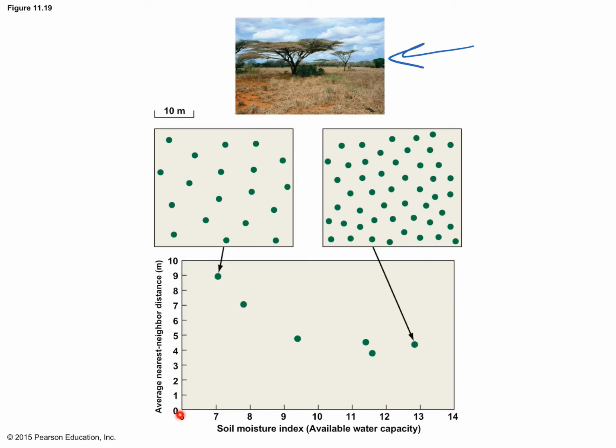And so when you look at soil moisture on the x-axis, or soil moisture index, a measure of how available water is, and here you have the average nearest neighbor distance in meters, you can see that as soil moisture increases, the nearest neighbor distance decreases up to a point. Right here it kind of flattens out. This distribution here would be what you might find where there's less soil water available. Here, more densely packed would be where you have more water available, so less competition for that resource.